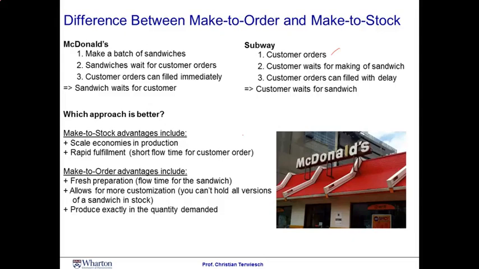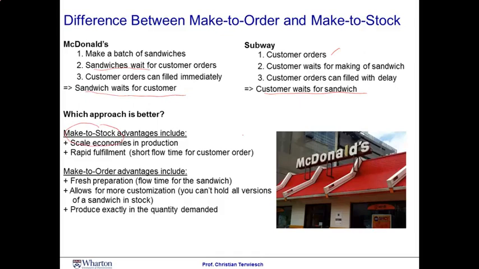Then the sandwiches will wait for the customer orders. So instead of the customer waiting for the sandwich, at McDonald's you have the sandwich waiting for the customers. The benefit of that is that when the customer order finally comes in, you don't have to make the sandwich, you can fulfill it immediately. So instead of having the customer wait for sandwiches, the sandwich waits for the customer. We will call the McDonald's approach make to stock or make to inventory.